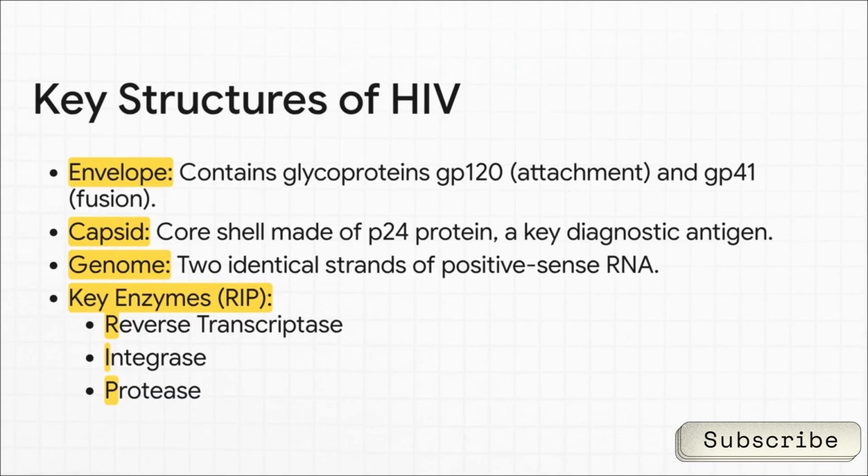Okay, let's break down the virus's anatomy. Think of it like this. On the outside, you've got these glycoproteins, GP120 and GP41, which are like the keys the virus uses to get into our cells. The core, or capsid, is made of a protein called P24. Now, star this one in your notes, because P24 is a super important antigen we look for when we're diagnosing an infection. And then you have the 3 essential enzymes it needs to replicate.